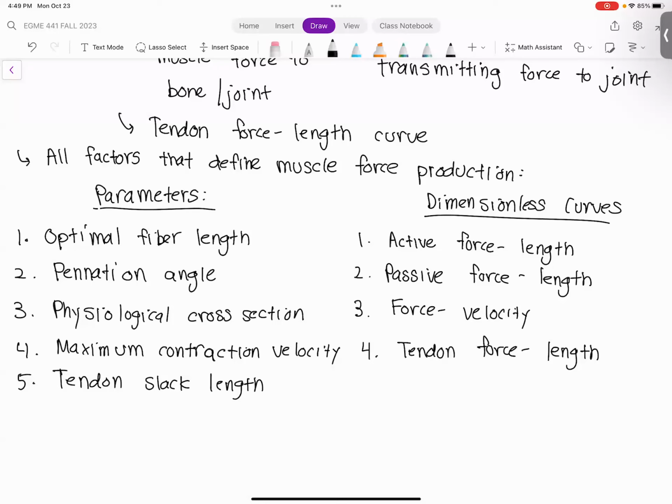Okay. So that's kind of the summary of what I want you guys to take away from muscle dynamics, is that you have all these different factors that can affect how much force your muscle produces at any given time. Okay. All right. Any final questions before we move on to motion capture and kinematics?